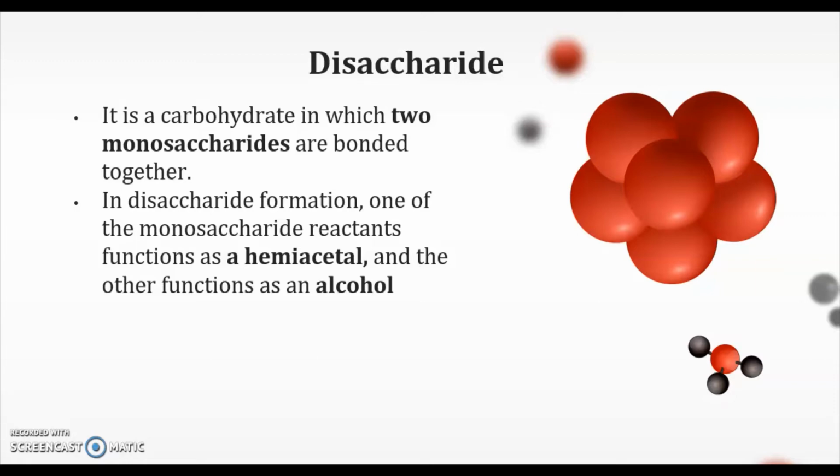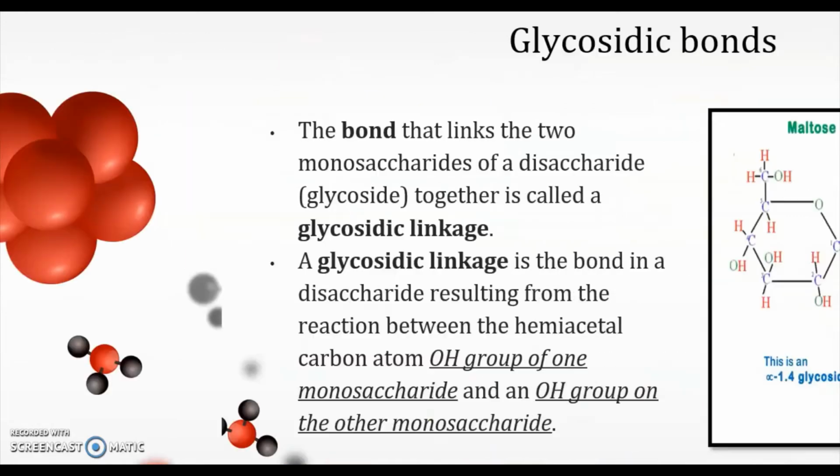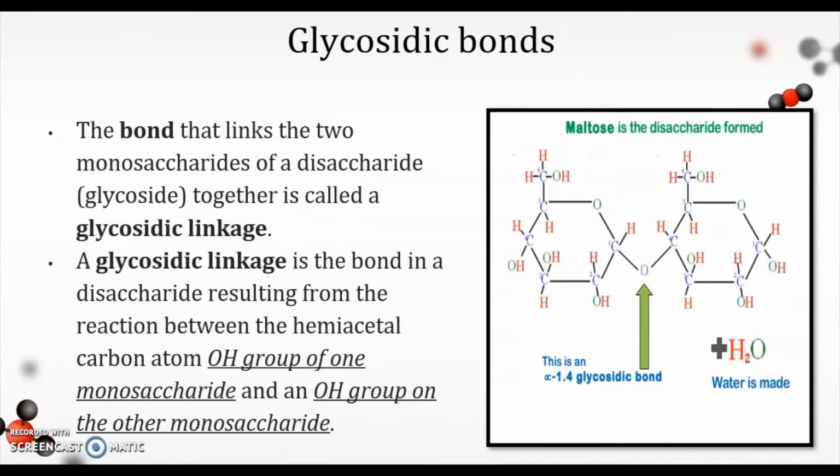In disaccharide formation, one of the monosaccharides reacts as a hemiacetal and the other functions as an alcohol. The bond that links the two monosaccharides together is called a glycosidic linkage.